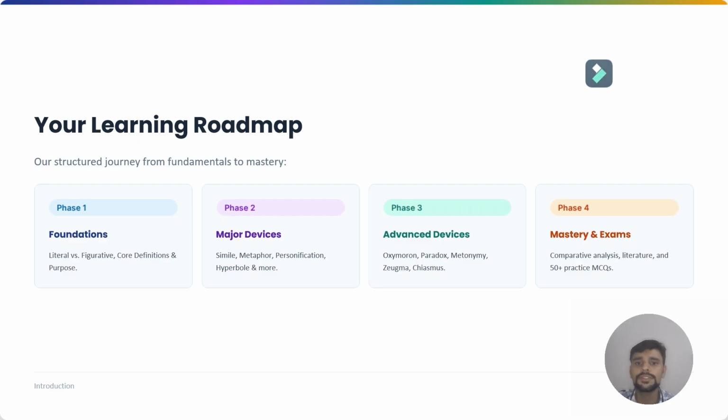The objective isn't simply to memorize 20 or 30 definitions. The real objective is to develop a mental system. When you see a sentence, you should eventually be able to ask, is this a comparison? Or is this exaggeration? Is something non-human behaving like a human? Are opposite ideas being placed together? Is there repetition? Or is there wordplay? That is how you become fast and accurate in examinations and more effective in communication, particularly.